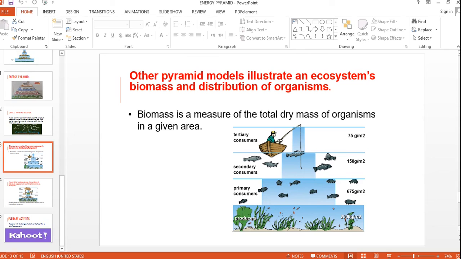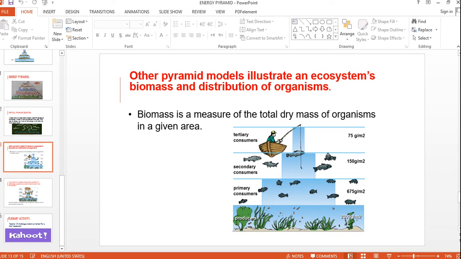Now, what does a biomass pyramid show us? It shows us the amount of dry mass available at each trophic level. Let's suppose again in this biomass pyramid we have four trophic levels. At the bottom we have producers, then primary consumers, secondary consumers and tertiary consumers. If you look at this diagram, the amount of producers available at the bottom is 2000 grams per meter square. And then for primary consumers, the amount of dry mass available is 675 grams per meter square, and so on.